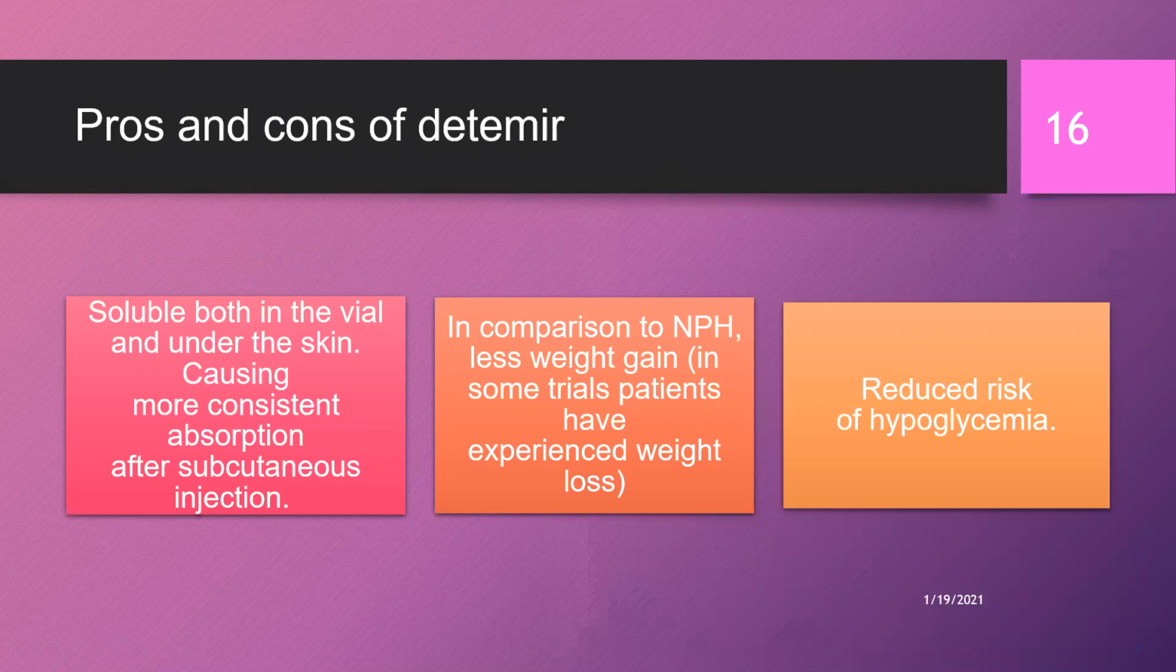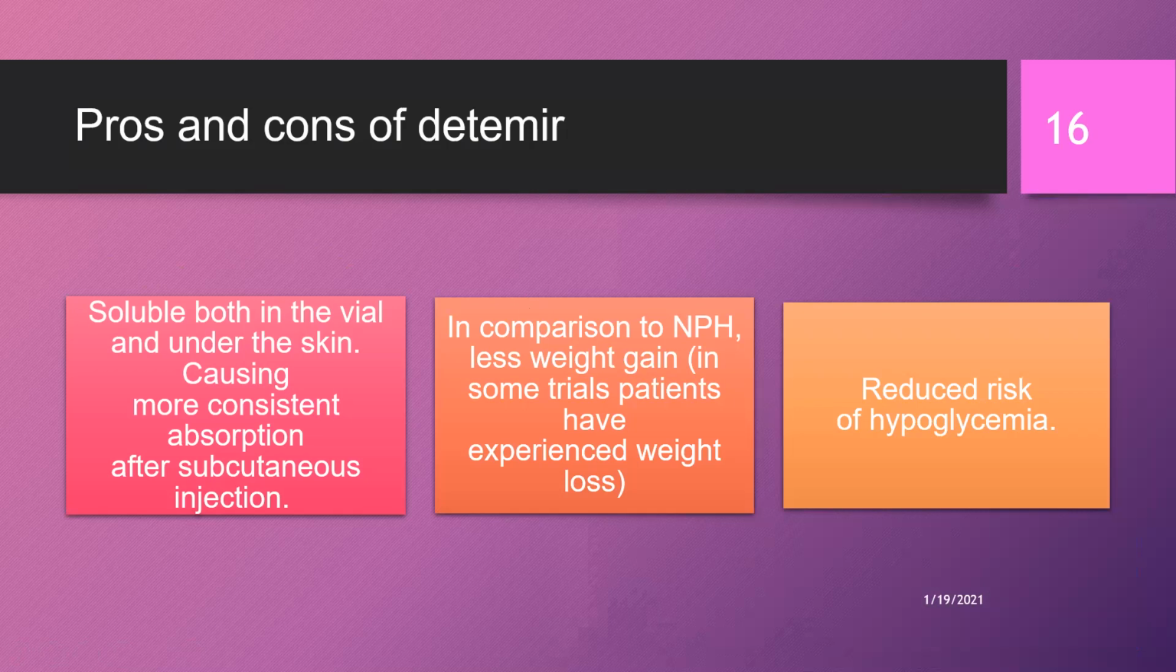Now, coming to the pros and cons of detemir, it is soluble both in the vial and under the skin, causing more consistent absorption after subcutaneous injection. So it is a kind of soluble insulin. In comparison to NPH, there is less weight gain. In fact, some trials have actually shown that patients experience weight loss, and it reduces the risk of hypoglycemia.